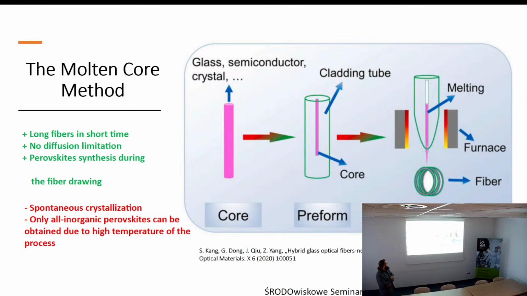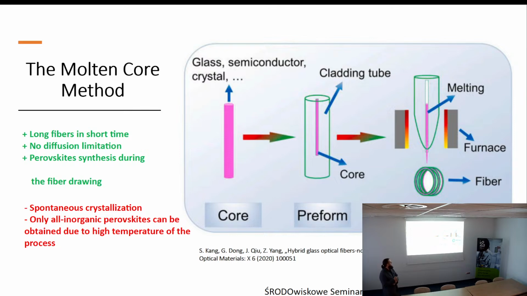So we try to use the molten core method, and with this method we can produce very long fiber in short time. We don't have this diffusion limitation, and we can make the synthesis of perovskite during the drawing. However, at least at this moment, we cannot obtain very good crystals, because crystallization is spontaneous and we cannot control it well. And of course, because we use high temperature, only inorganic perovskites can be obtained during the process.